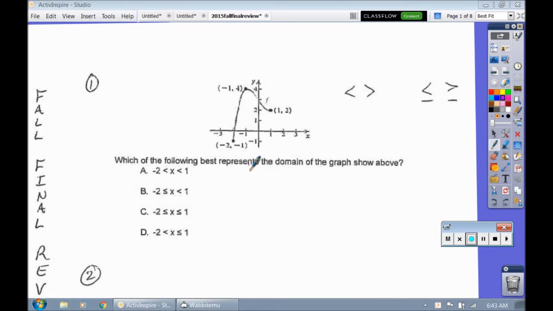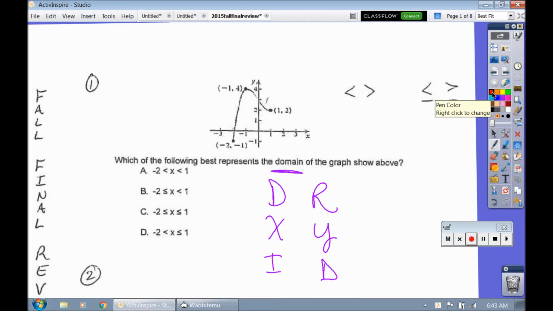Which of the following best represents the domain of the graph shown above? I'm going to write down Dr. XYID. And since the letter D stands for domain, that's what I'm going to look at when I write down Dr. XYID. The domain goes with the X values, which are also your independent values.